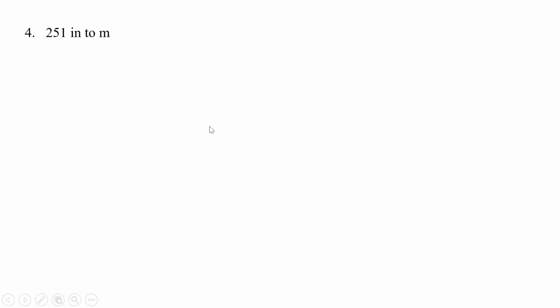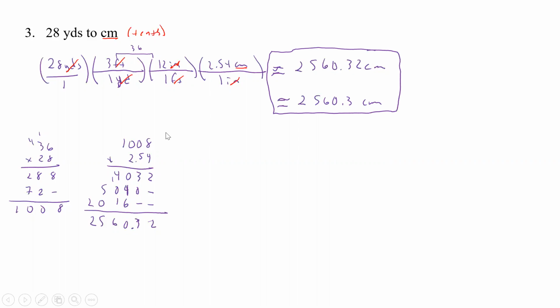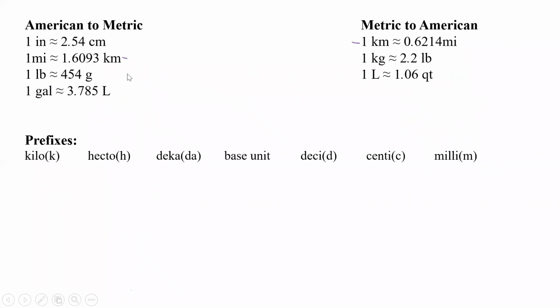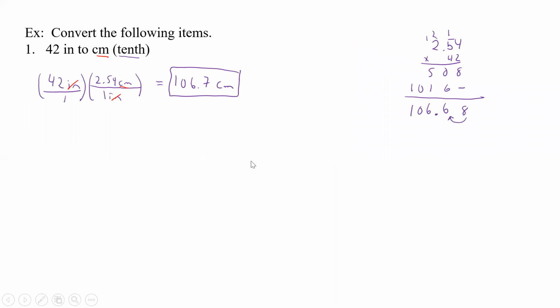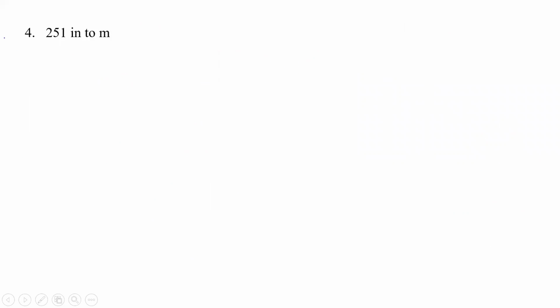All right, so the next one we have inches to meters. Okay, so inches to meters. Let's see what kind of conversions we could do. So inches to meters. So we could go inches to centimeters, and then we could go to meters. I think that would probably be the easiest and quickest to do in this case. So 251 inches over 1. And then we're going to convert that to the centimeters. And then so 1 inch is 2.54 centimeters.